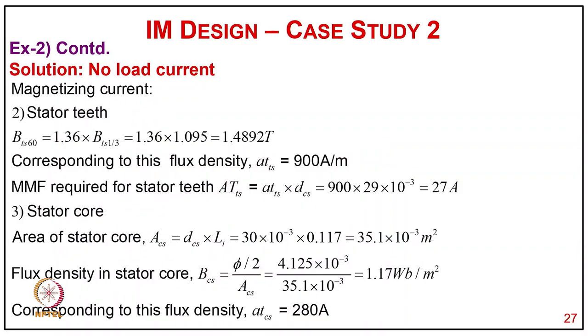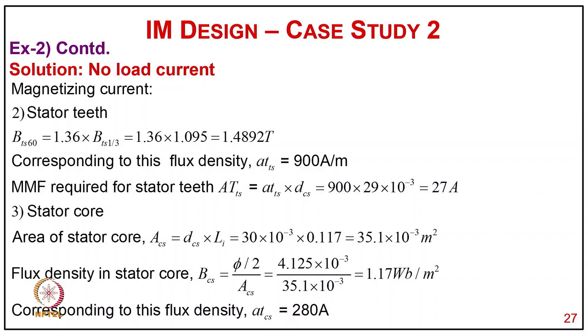So now coming to the calculation of MMF for stator teeth, BTS60 equals 1.36 into BTS 1 by 3, so it comes 1.4892 Tesla. Corresponding to this flux density, the per unit MMF ATS comes 900 ampere per meter, and the MMF required for stator teeth ATS equals ATS into DSS, that comes 27 ampere.